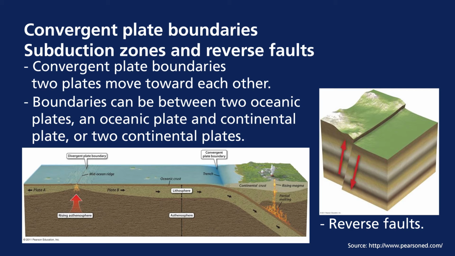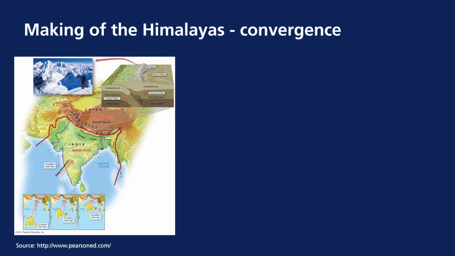Convergent plate boundaries are when these two plates move toward each other. And they can be between two oceanic plates, an oceanic plate and a continental plate, as shown here in figure 318 at the bottom, or between two continental plates. The Himalayas is an example of two continental plates which are converging, and which form the Himalayas, some of the largest, tallest mountains on the planet.